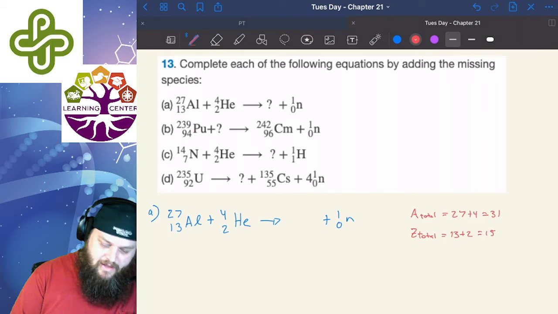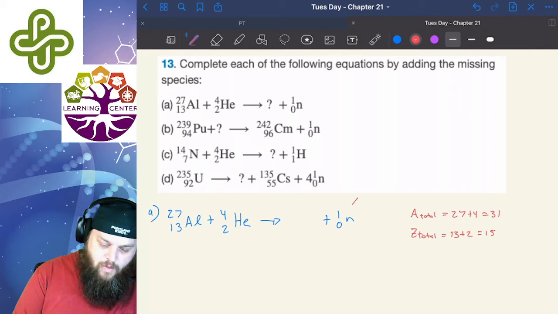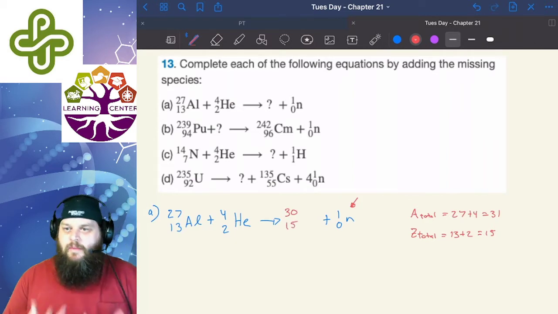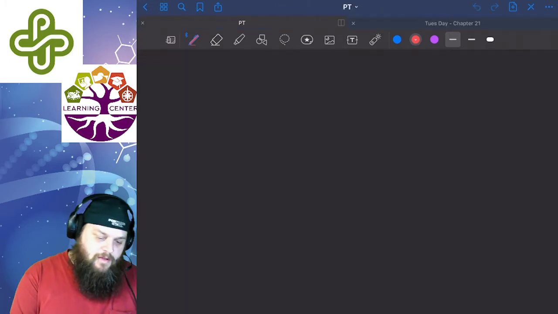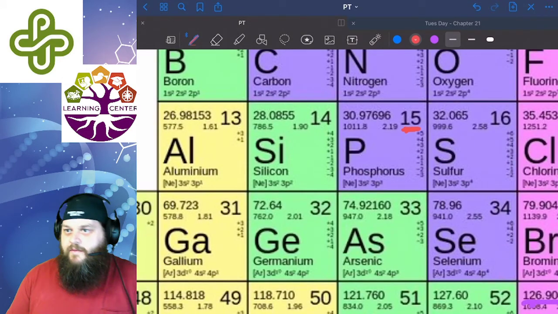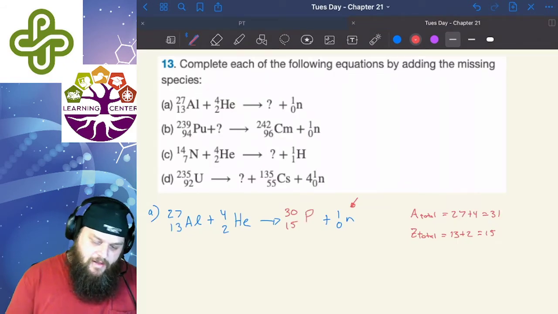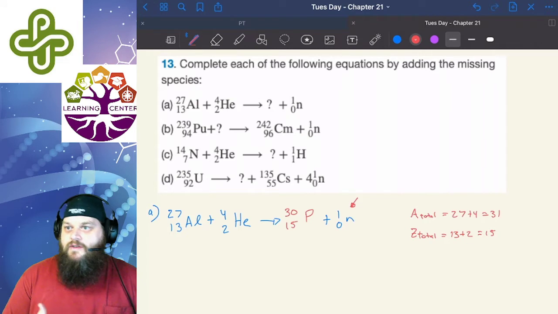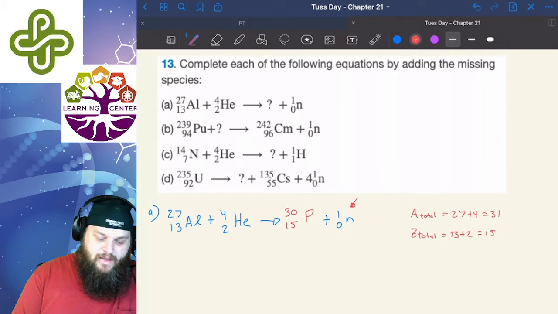So we can see that the right side of that equation needs to have a total of 31 and 15. But since we have one neutron here, we can subtract 1 from that and say that's 30 and 15. That's going to be the element that this decays down into. So now we have to figure out what is an element that has 15 protons. So jumping back over, and we talked about it earlier, it's phosphorus. Looking up the 15th element on the periodic table, we see that phosphorus has 15 protons. So write a big P there, and we can see that now our equation is balanced, and we found what aluminum will decay down into when it captures an alpha particle.